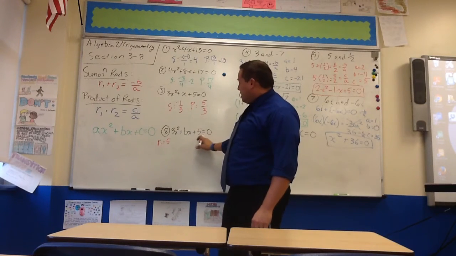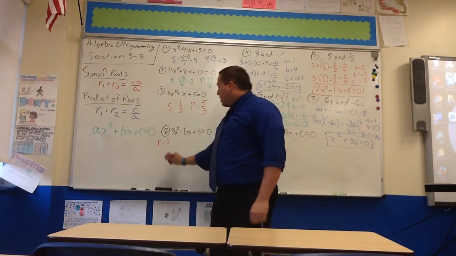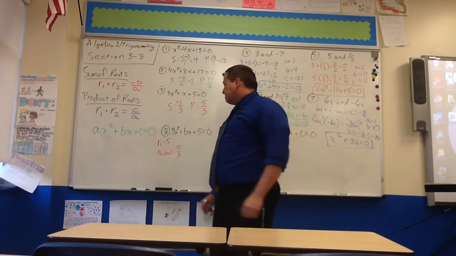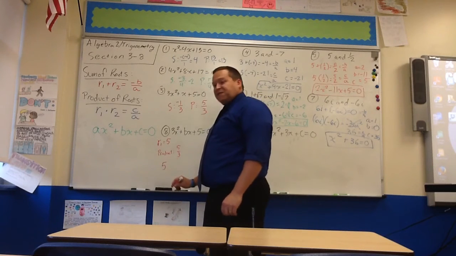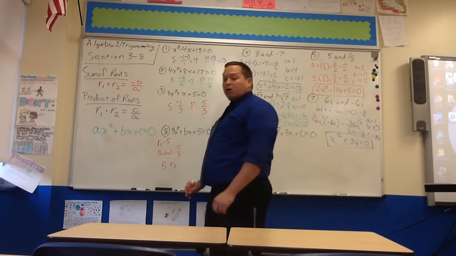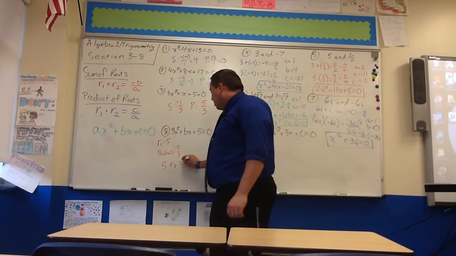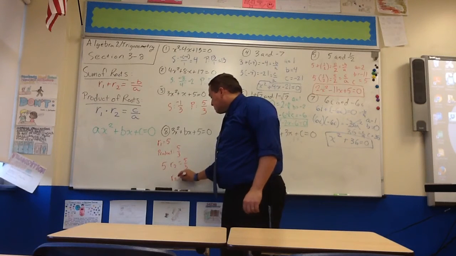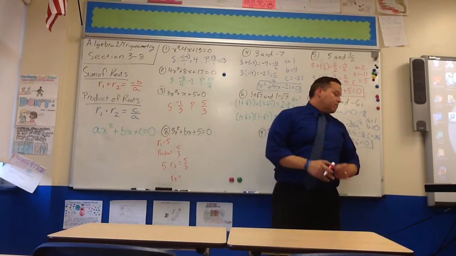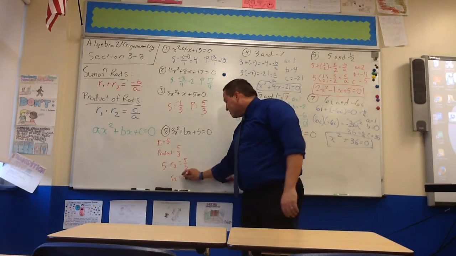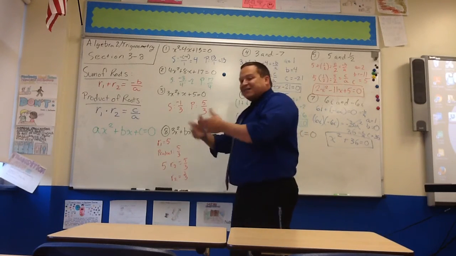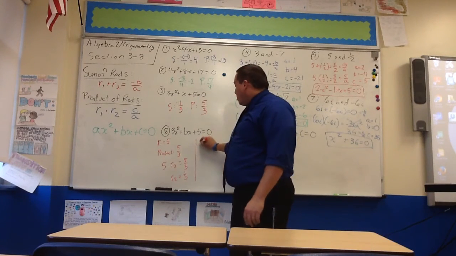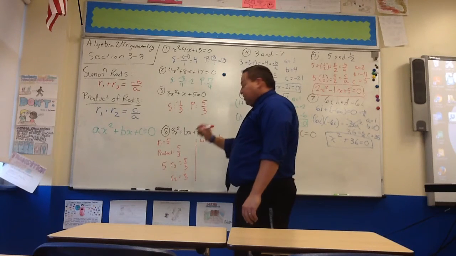Since I know c and I know a, I know my product is going to be 5 over 3. So I can say 5 times what R2, or the second root, will equal 5/3. The answer is 1/3. But that doesn't give me my answer. Or does it? Because that just told me what R2. I really want to know what's b.